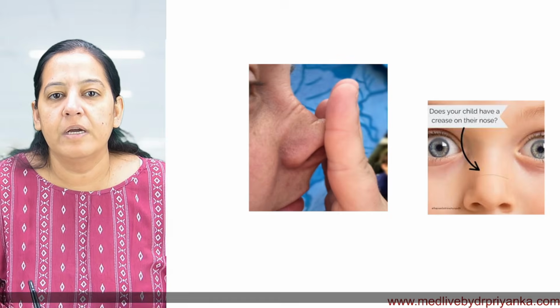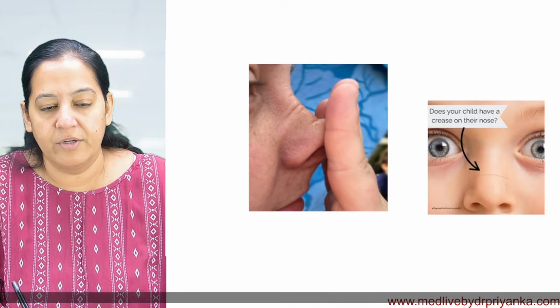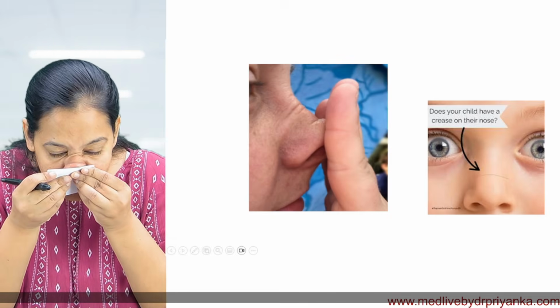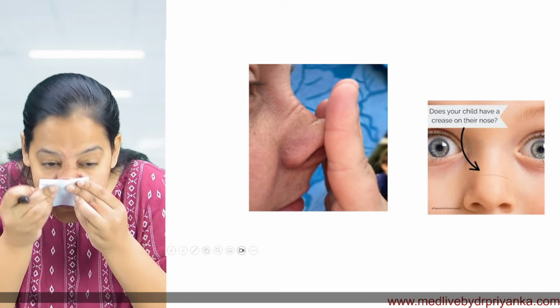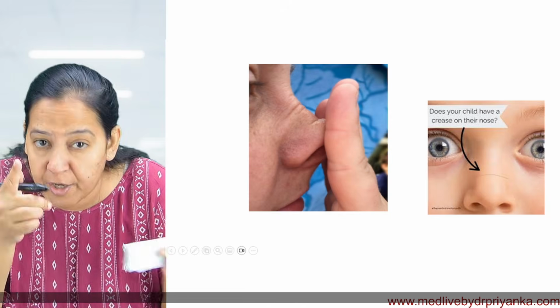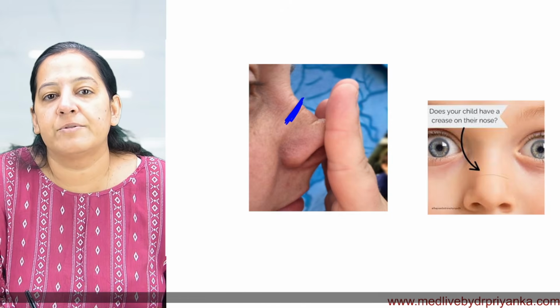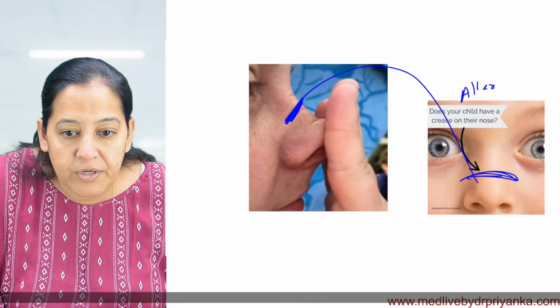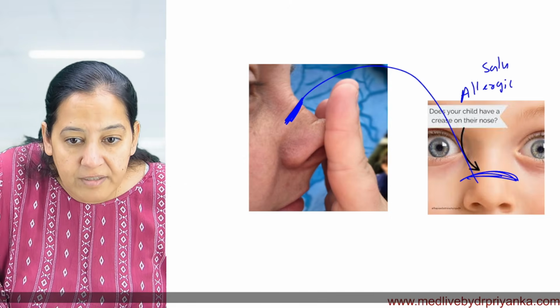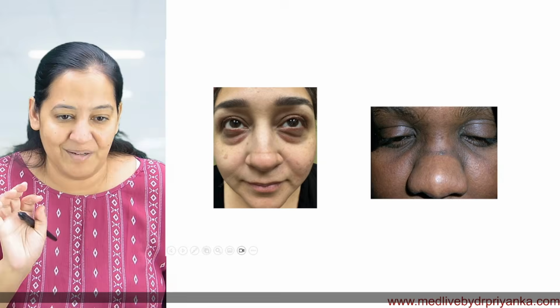This is allergic salute. Because of constantly doing this activity, because of constant nasal secretion, cleaning it like this, can you see my nose? Can you see a crease over here? So this crease, can you see this crease? I'm talking about this crease. It is known as allergic salute. It's a very tricky term you have to learn.